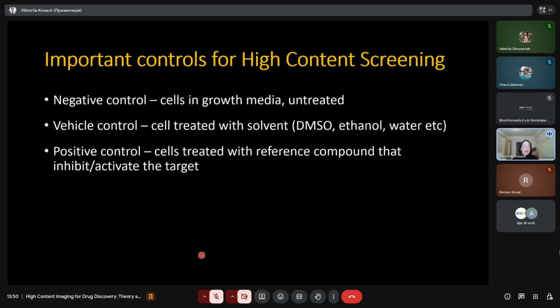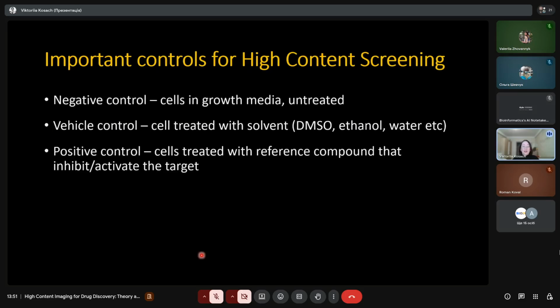When you are ready to go for imaging, you will be interested in what controls you should use for your high content image analysis assay. So first of all, it's the negative control. It's just the cells without any treatment that are growing in growth media. This control is very important at the first stages.